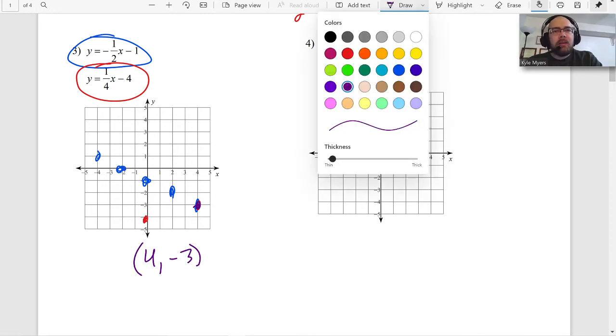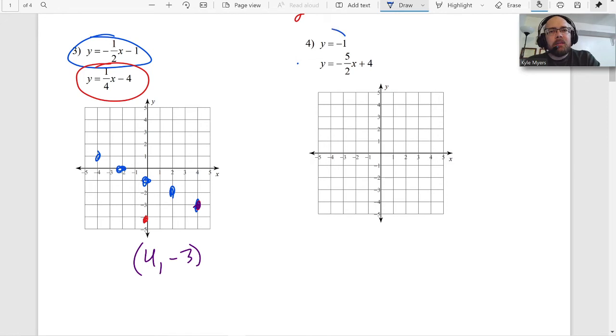All right, number 4. This one's a little bit different because this time we have this thing. There's no x. And if there's no x, then there's no slope. But what does that mean? Is that 0 slope or is that infinity slope? Well, it turns out that when there's no x or no y, the better thing to do is to think about it a little differently. When y equals negative 1, where is y equal to negative 1? Well, it's equal to negative 1 right there, right?